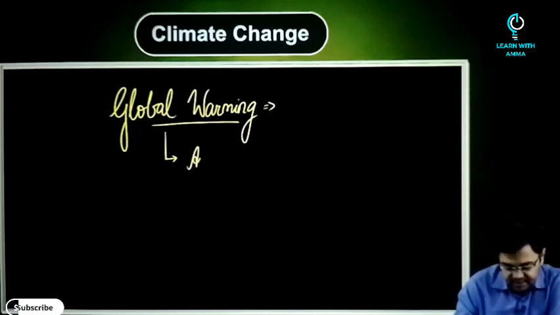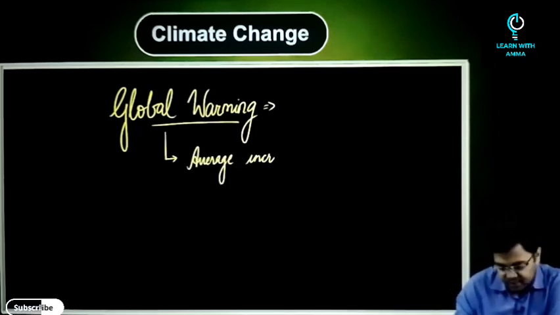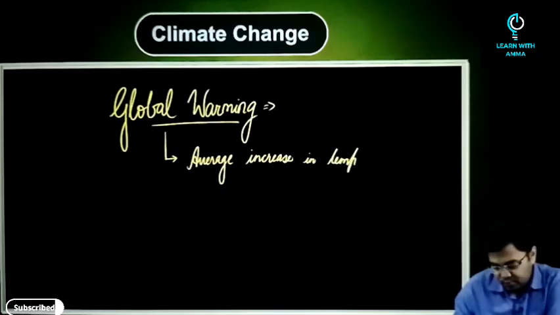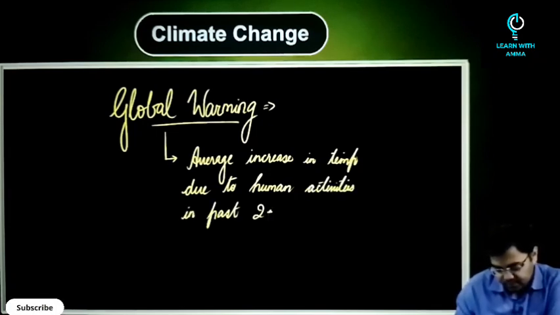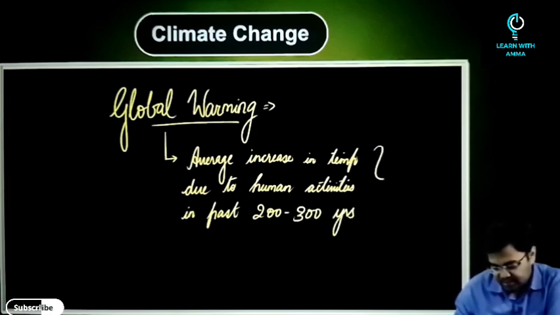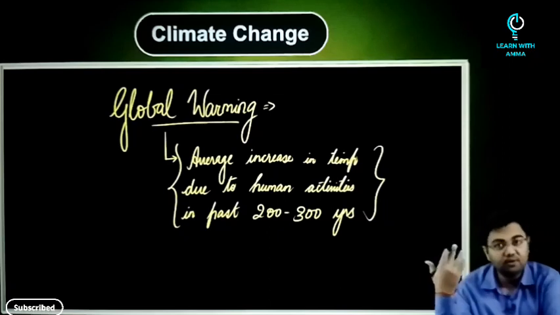So when we say global warming, what is it? You can say that it is the average increase in global temperatures due to human activities in the past 200 to 300 years. So this is what we mean when we say global warming.